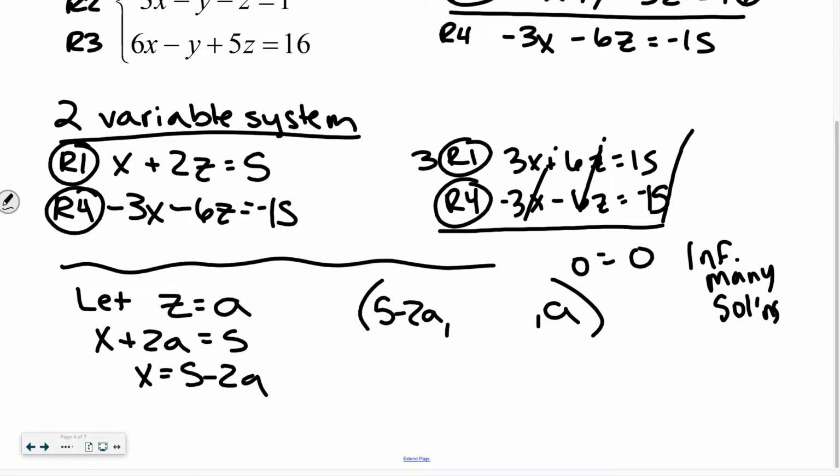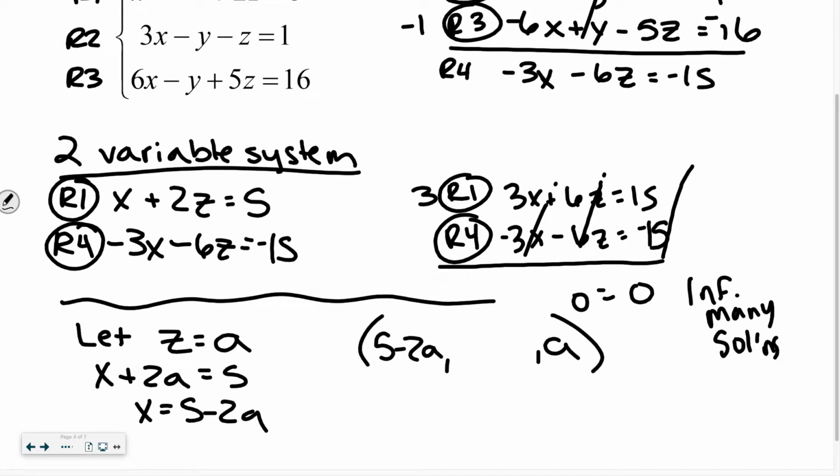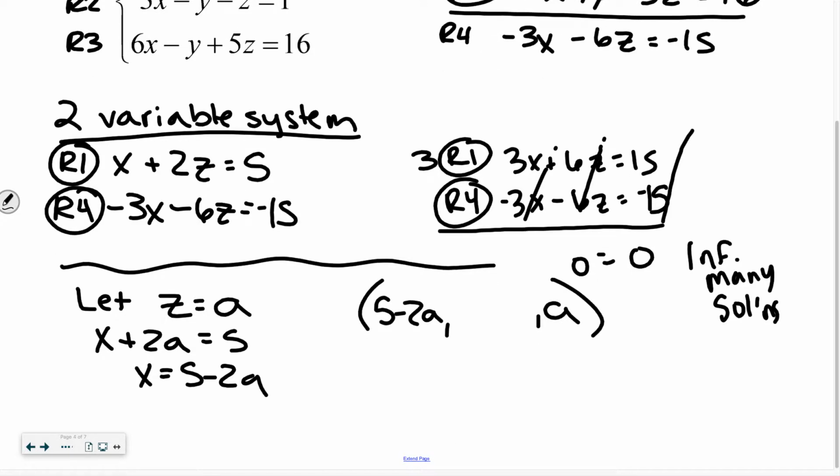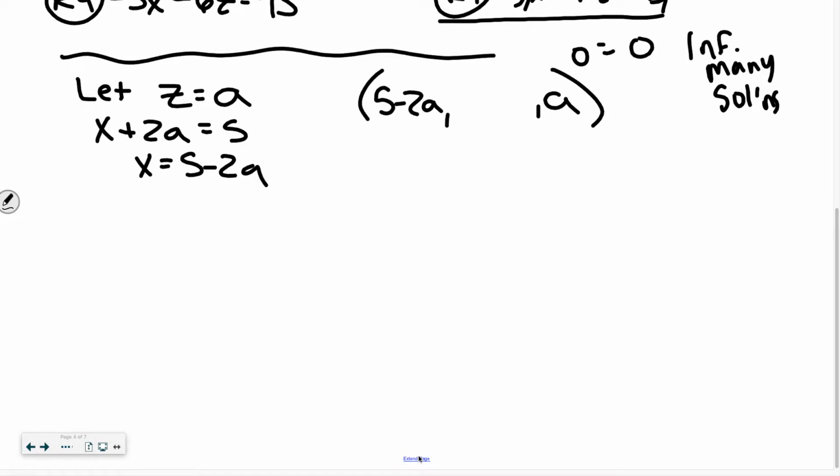Remember, don't solve for A, solve for X, Y, or Z. And then how will you find Y? Plug those two values into row 2 or row 3. It should not matter which one you use. If you've done your solving correctly to this point, it doesn't matter. I'm going to copy row 2: 3x minus y minus z equals 1. So down here I'm going to copy that. Row 2: 3x minus y minus z equals 1.